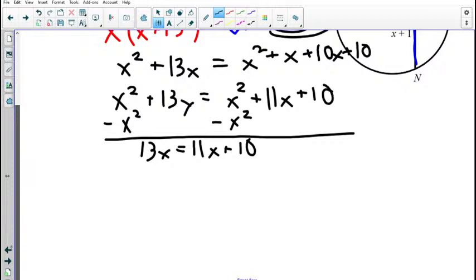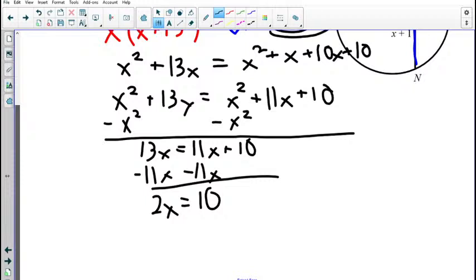But I can make that even simpler, because the next thing I'm going to do is get everything with x on the same side. So I'm going to subtract an 11x to get everything with x over on the left side. 13x minus 11x is 2x. And I just have a 10 left on this side. And now hopefully it's clear what to do. We divide. And I get x to be 5.